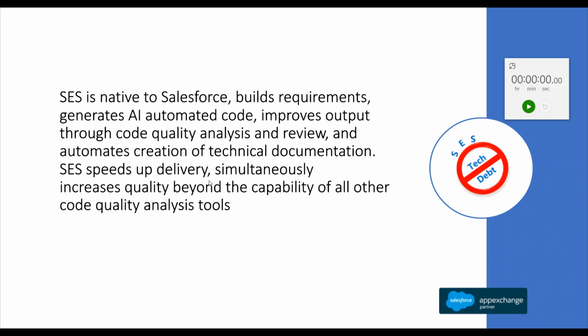And it builds requirements, generates AI automated code, improves output through code quality analysis and review, and automates creation of technical documentation. SES speeds up delivery, and simultaneously increases quality beyond the capability of all other code quality analysis tools. Since making this video, SES has been improved, so that the developer does not need to make any adjustments to the code that you will see during this demonstration. So let's get into a demonstration.